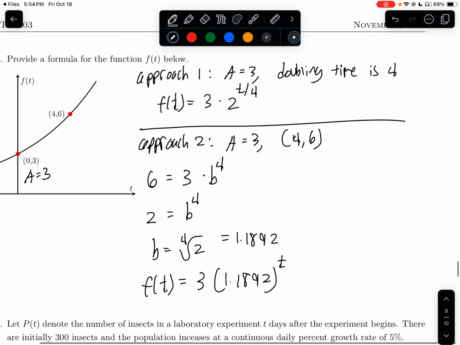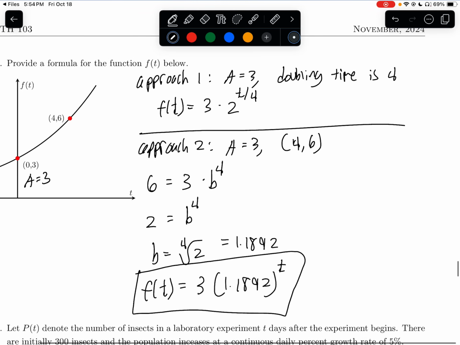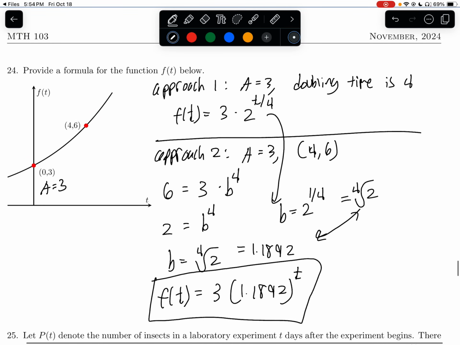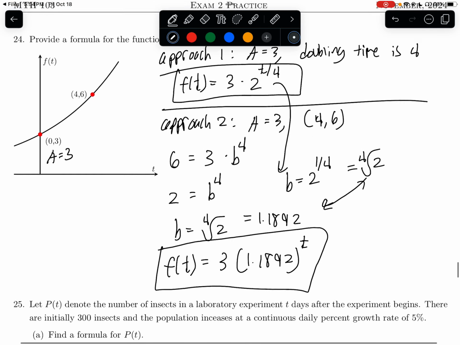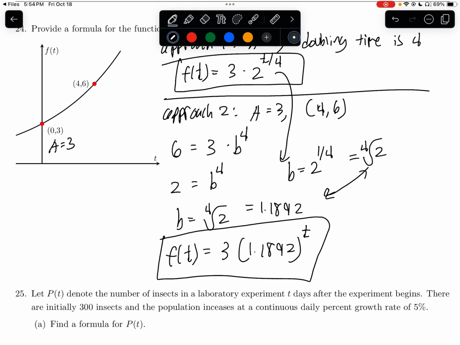And these should be the same function in the 2 approaches I took, and they are, because the base, as we saw in a previous problem, was 2 to the 1/4, which is the 4th root of 2 by definition. So yes, these functions are the same. You could have left it in either form depending on what you did. Either one of these as written is fine to give as an answer. Okay.